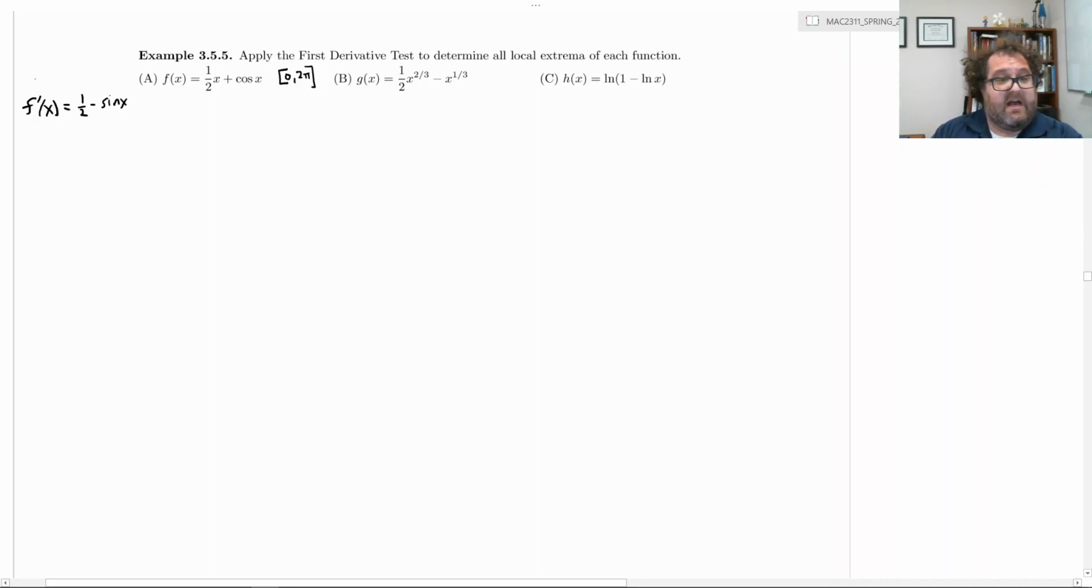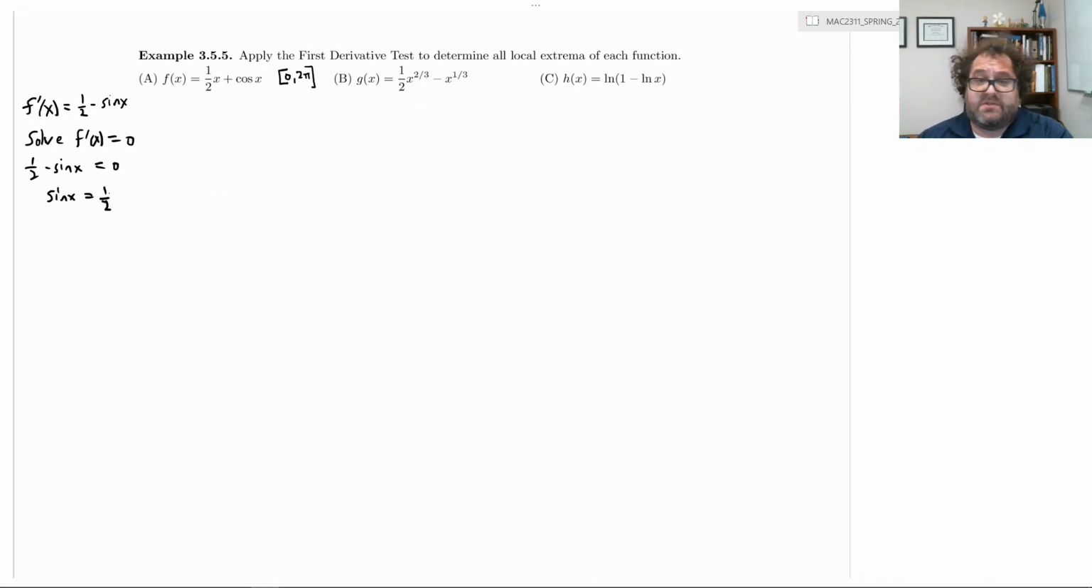Okay, and now we need to solve, of course, to find critical values. f prime of x equals 0. So that's 1/2 minus sine x equals 0. In other words, that means sine x equals 1/2. This is actually a pretty straightforward calculation that we just need to have our unit circle memorized for. We're only looking for solutions on 0 to 2 pi, so one revolution of our unit circle.